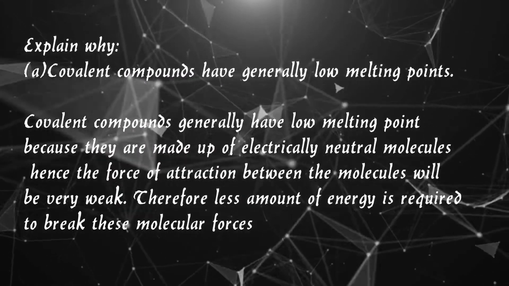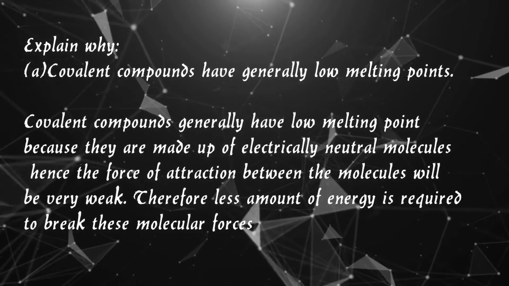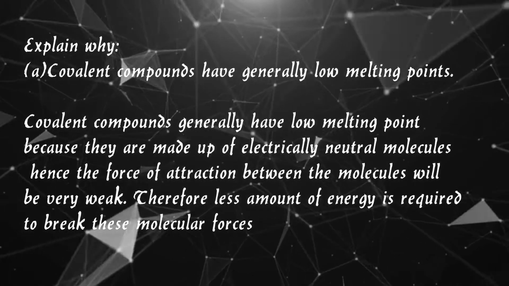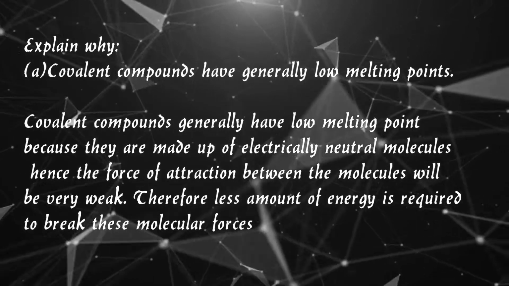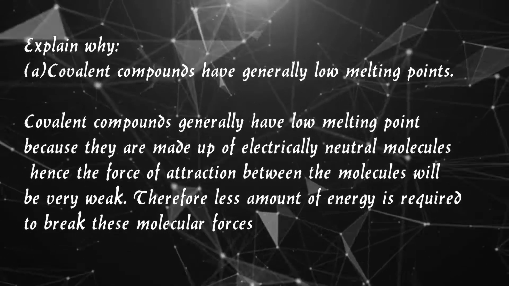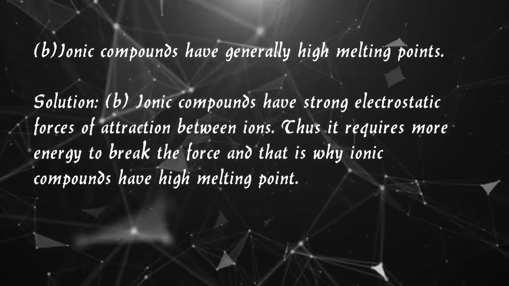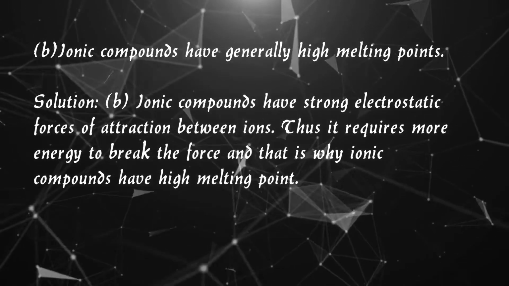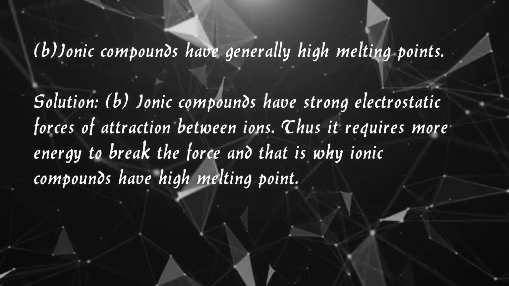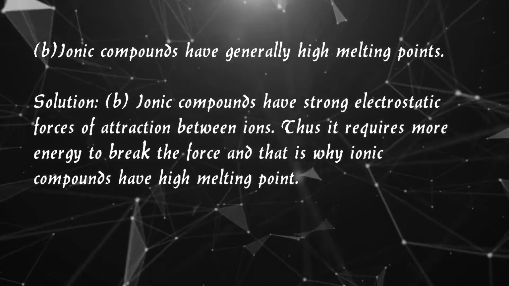Explain why covalent compounds have generally low melting points. A. Covalent compounds generally have low melting points because they are made up of electrically neutral molecules, hence the force of attraction between the molecules is very weak. Therefore, less energy is required to break these molecular forces. B. Ionic compounds have generally high melting points. Solution. Ionic compounds have strong electrostatic forces of attraction between ions. Thus it requires more energy to break the force, and that is why ionic compounds have high melting points.